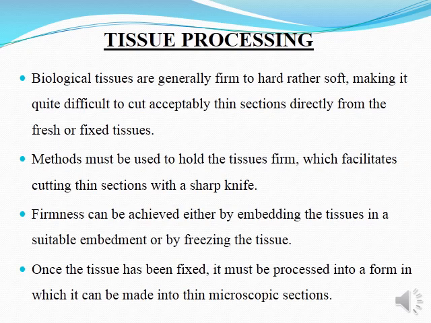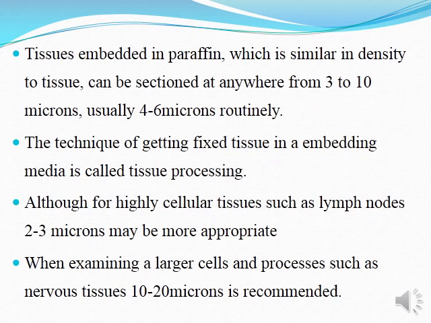Tissue processing. Biological tissues are generally firm to hard rather than soft, making it quite difficult to cut acceptably thin sections directly from the fresh or fixed tissue. So methods must be used to hold the tissue firm, which facilitates cutting with a sharp knife. Firmness can be achieved either by embedding the tissues or by freezing the tissue. Once it is fixed, it is processed so it can be made into thin microscopic sections. Mostly, tissues embedded in paraffin wax can be cut or sectioned from 3 to 10 microns.